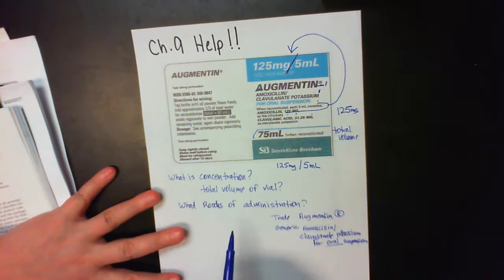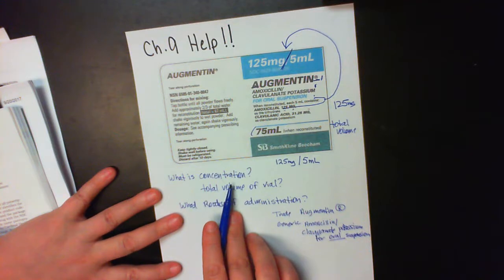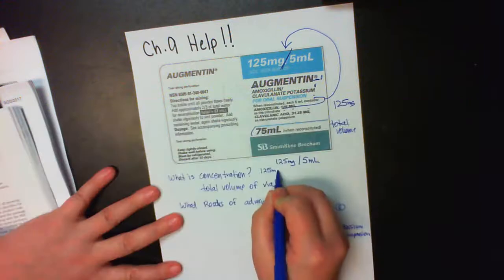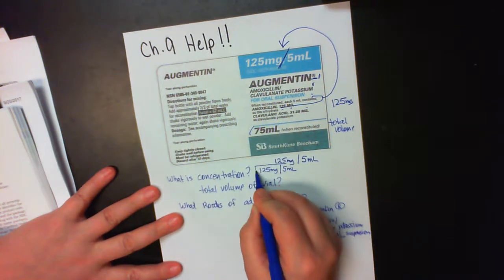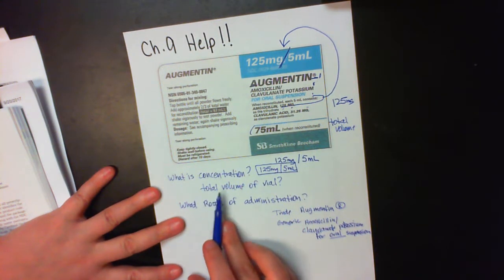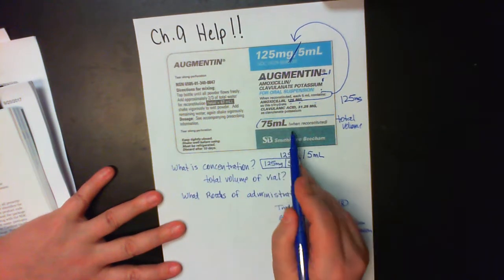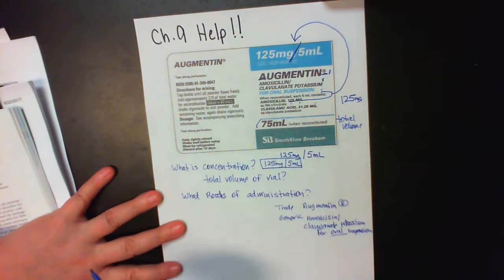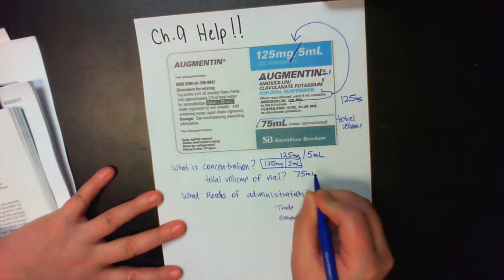Okay? So now let's go down through our questions. What is the concentration of this drug? Again, 125 milligrams in 5 milliliters. And then it says, what's the total volume of the vial? Well, we talked about that. This one said the total vial, when it's reconstituted, has how much in it? And that's going to be 75 milliliters.